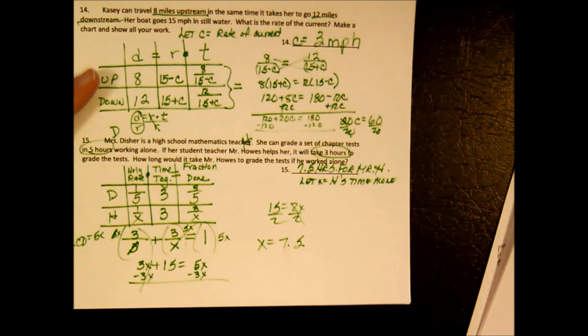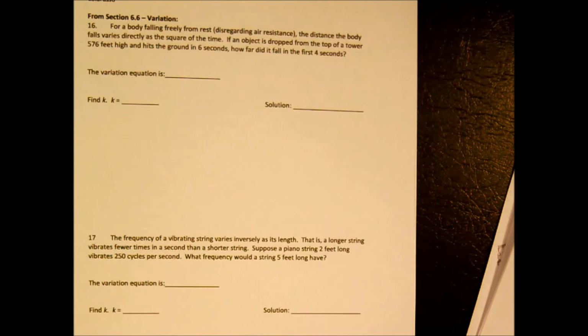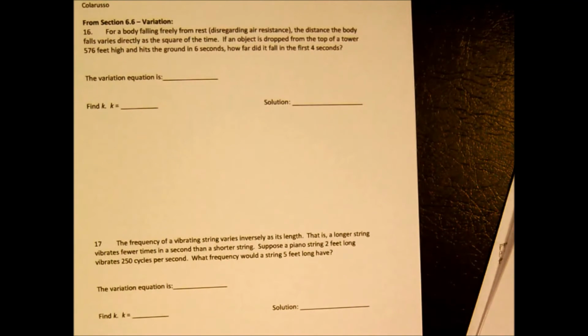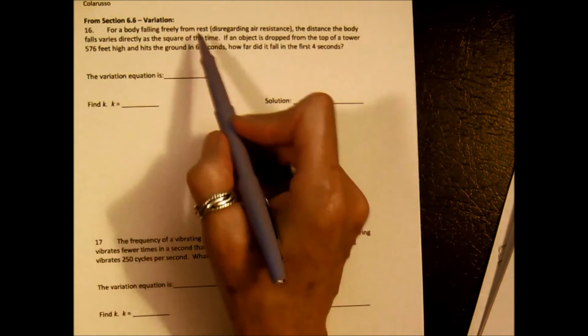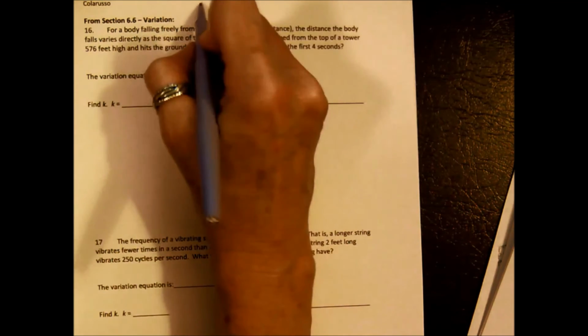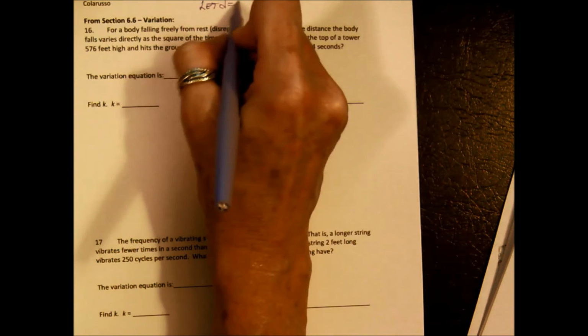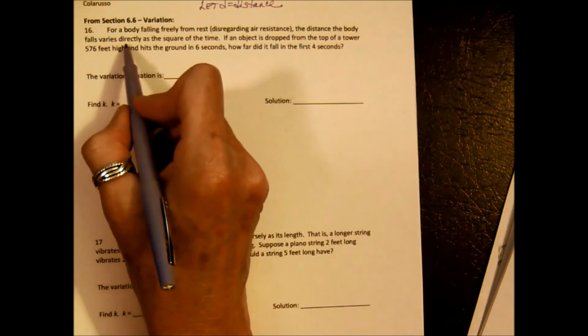All right, the last type of application problem are called variation problems. And we're going to look at 2 of them. One is a direct variation and one is an inverse variation. And they all work the same way. So it says, for a body falling freely from rest, the distance the body falls. So before I even go any further, I'm going to say let d equal distance, because that's one of the things we're talking about, varies directly as the square of the time.